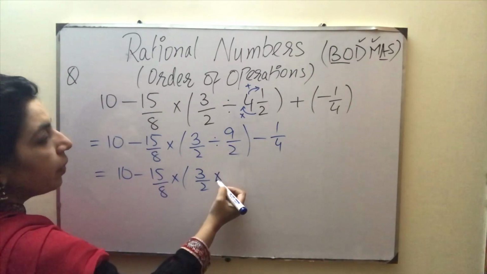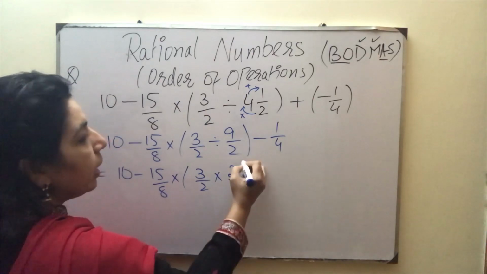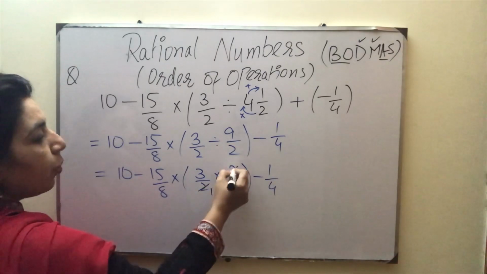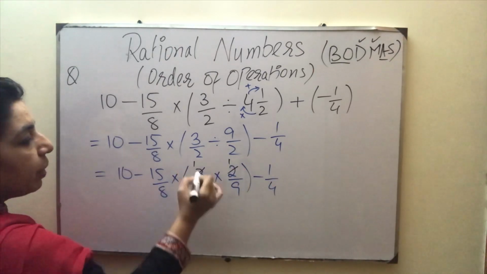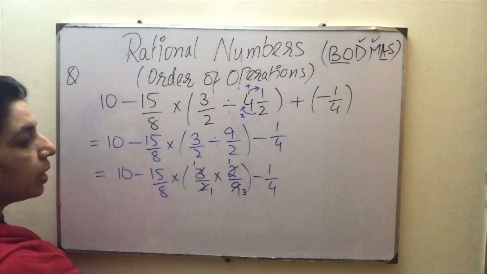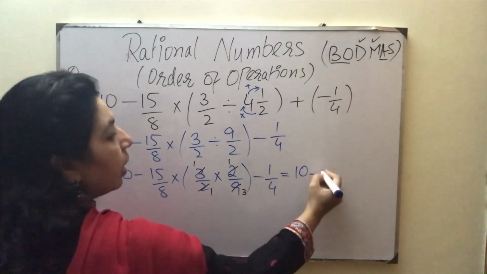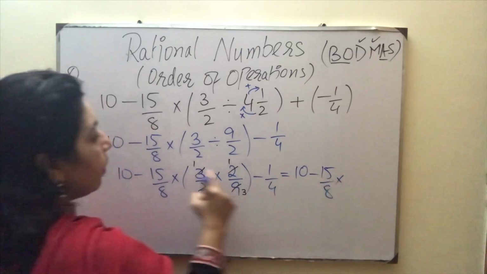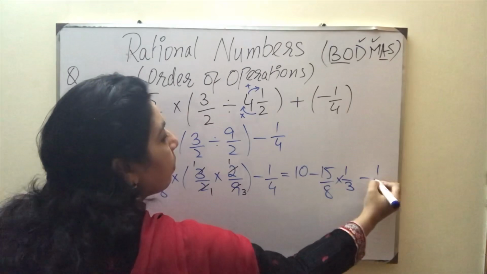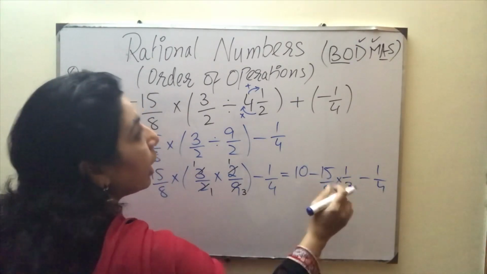The division sign will be converted into multiplication, and 9 by 2 will be written as 2 by 9, its reciprocal, minus 1 by 4. I can easily cancel one denominator with one numerator. Same here, 3 times 9, and now there is no cancellation left inside the bracket. When I bring it outside the bracket, I shall write 1 multiply 1 is 1, 1 multiply 3 is 3, minus 1 by 4.